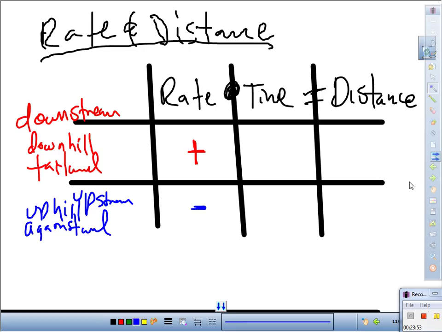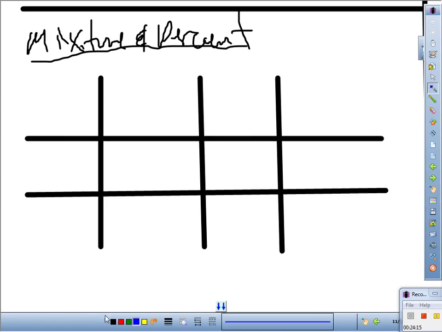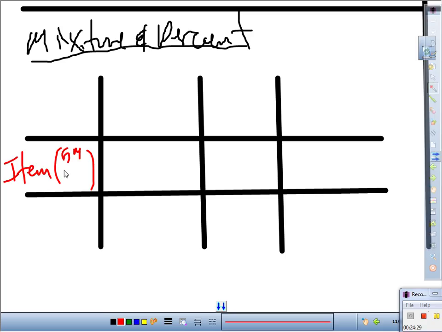Okay? All right. Let's move on to mixture and percent. What do we write here? Item, and whatever they're talking about, either grams, milliliters, or whatever. So GM or ML or OZ, ounces, whatever it is to measure. And here, instead of cost, what goes here? Percent, and in parentheses, decimal. That never changes.